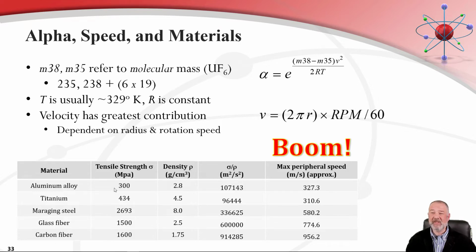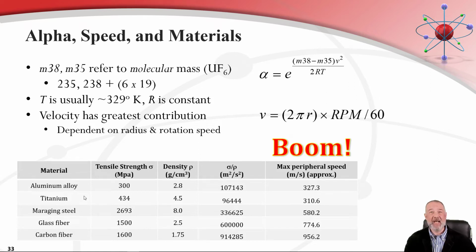So aluminum alloy, it's not very strong. However, it's also not very dense. So one measure of how good our material is: if we take our tensile strength, divide it by our density, and then take the square root of that, we end up with the maximum speed possible that we can rotate it, or that maximum tangential velocity. So if we look at aluminum, we get about 327 meters per second tangential velocity, how fast it's spinning.